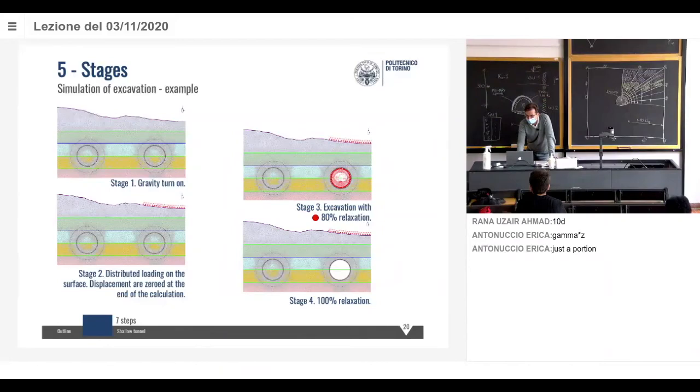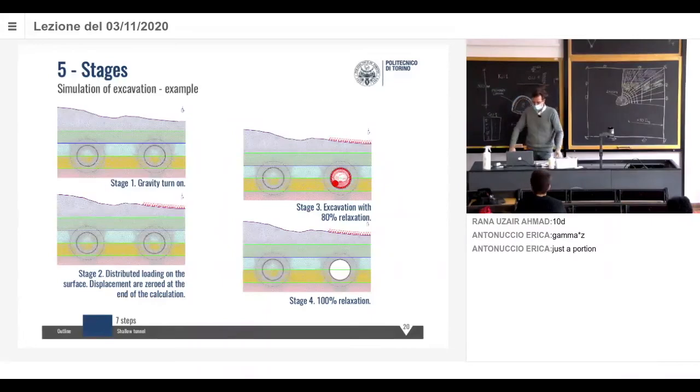Step number 3, stage number 3, excavation with 80% of relaxation. In this case, the tunnels you see are circular. They are excavated with a tunnel boring machine. So we excavate the tunnel and then we place the lining, and it's directly the final lining. We don't have primary and final. It's directly the final lining.